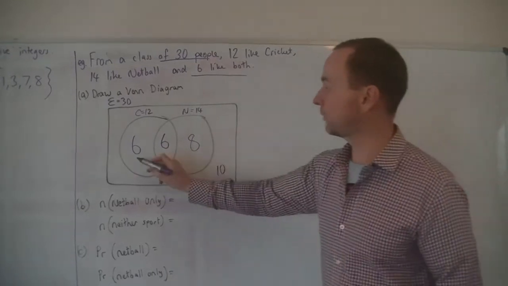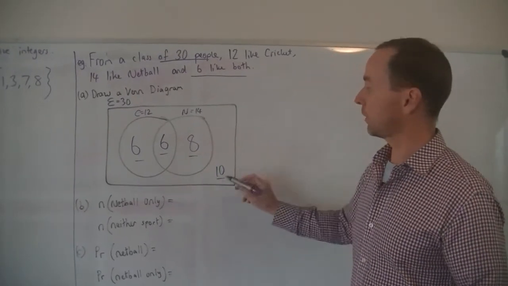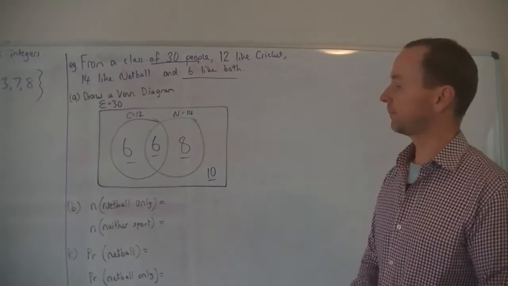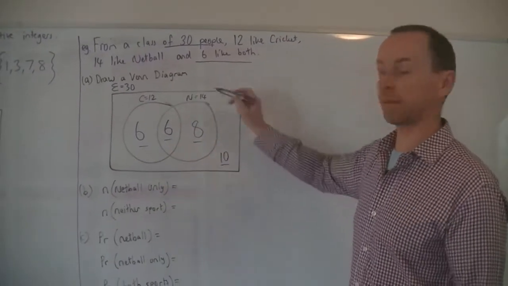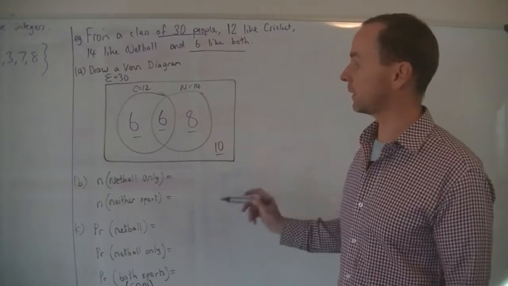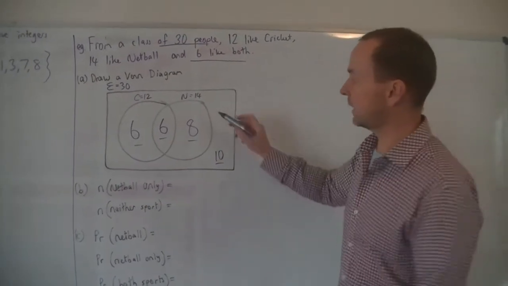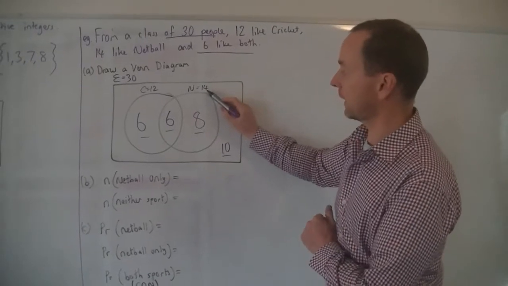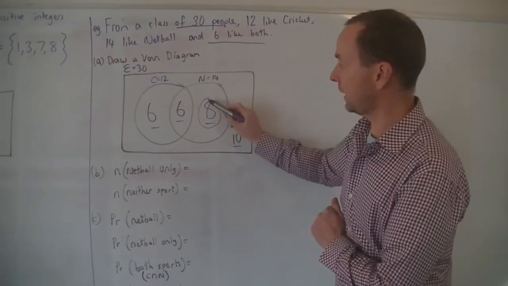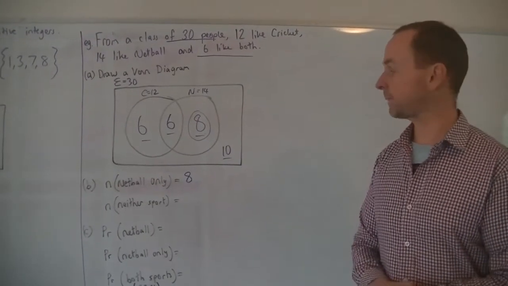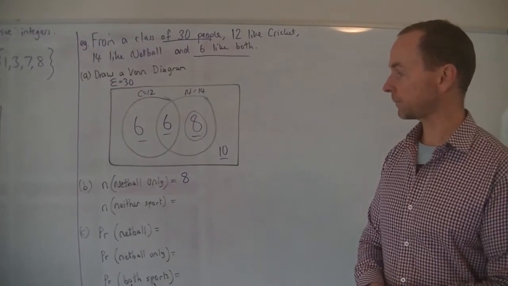And now if you add these 4 numbers up there, those 4 numbers add up to 30, which is a universal set. Excellent. Now we answer the questions. That's the hard bit done. It's just like a puzzle, really. Number who like netball only. So remember what I said, netball only. There's 14 that like netball, but netball only is 8. And so we just write 8. There's 8 people like netball only.